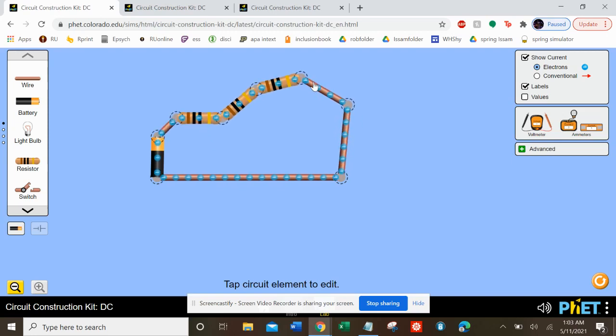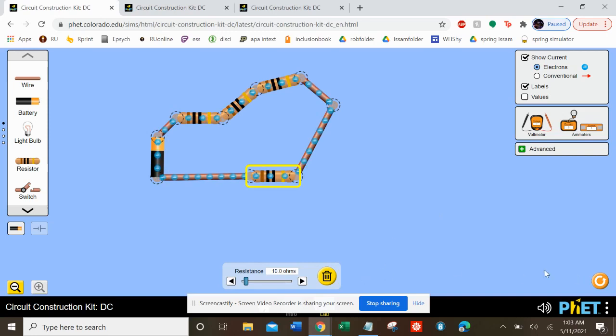You can have a circuit in series. It doesn't matter where you add them. I could cut right here. I could add a resistor here. As long as it's this one loop, they're all connected like in a straight line going across. That's a series circuit. Let me clean this up.